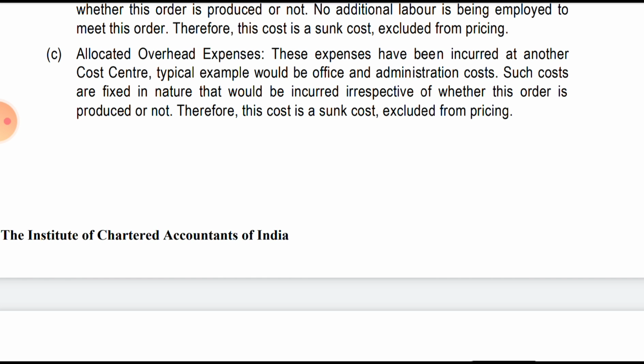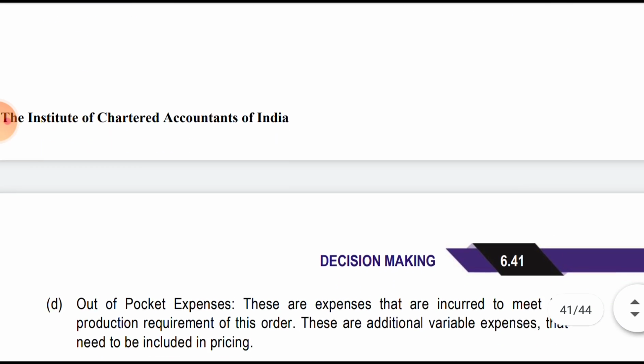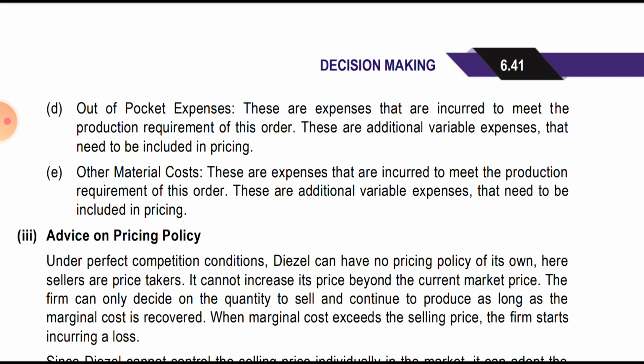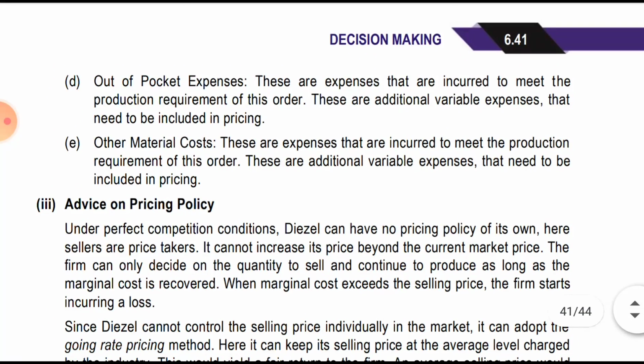Then out-of-pocket expenses. These costs are the expenses that are incurred to meet the production requirement of the order. These are the additional variable expenses that need to be included in the pricing. These are the actual variable costs that need to be included, and we have included the other material cost also.